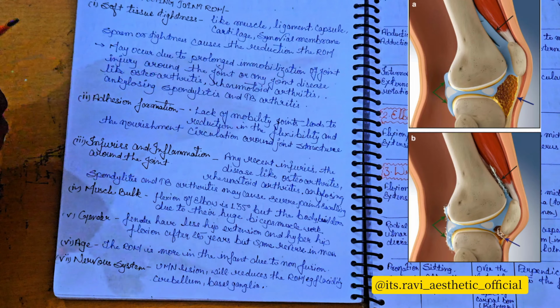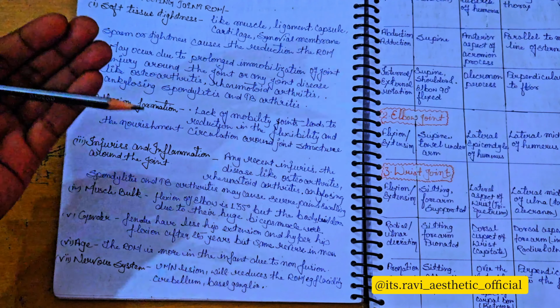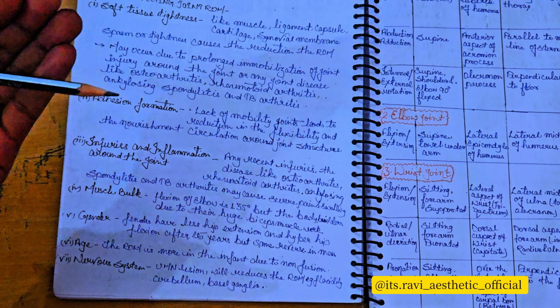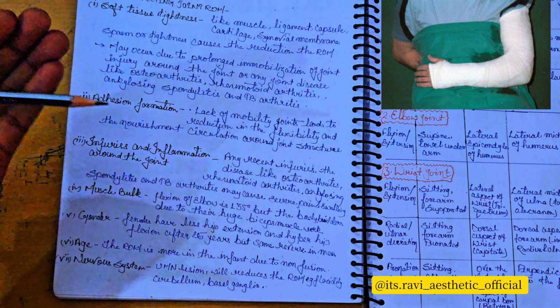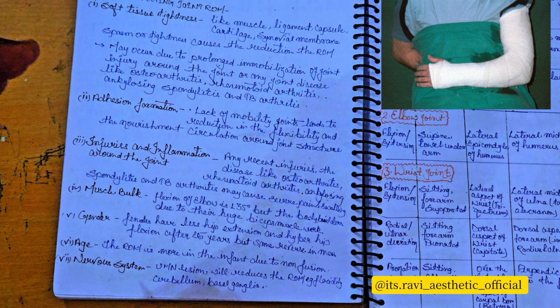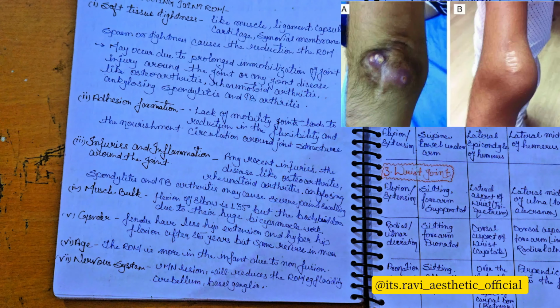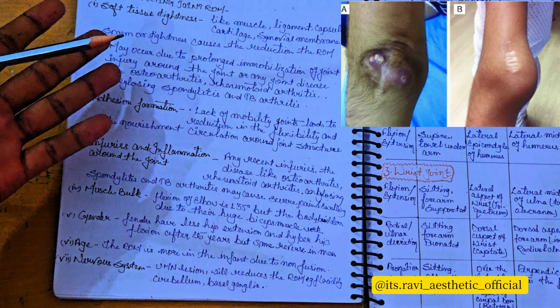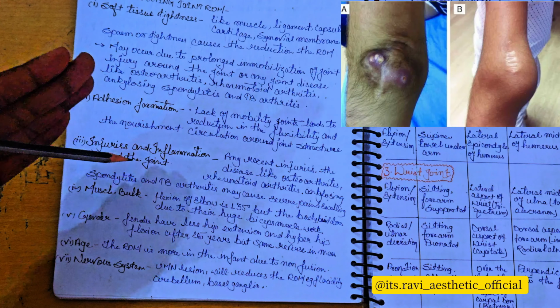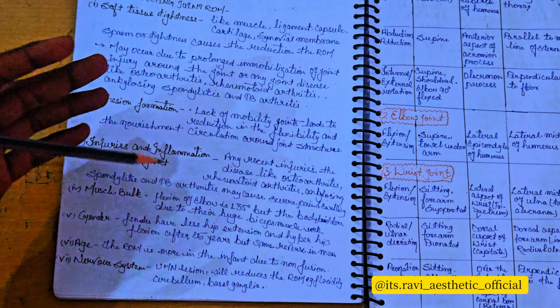Adhesion formation. So what is adhesion formation? Lack of mobility of joints leads to reduction of flexibility and of nourishment and circulation around the structure. If they can't move the joint for a long duration, there is nutritional deficiency in this joint and reduction of blood circulation and oxygen supply to the joint. So adhesion formation occurs, and the flexibility and elasticity at that place are lost.